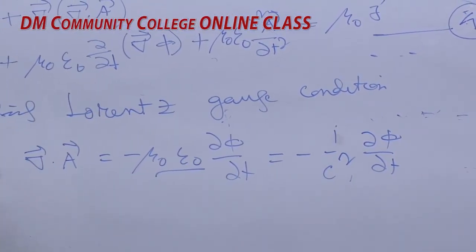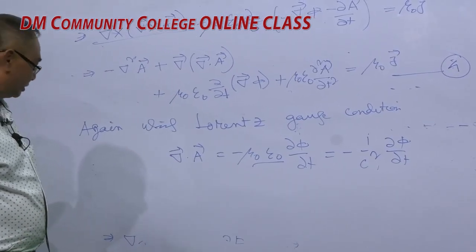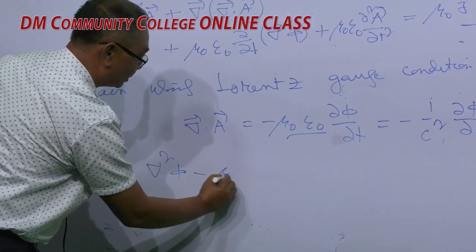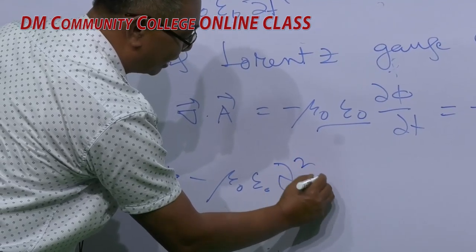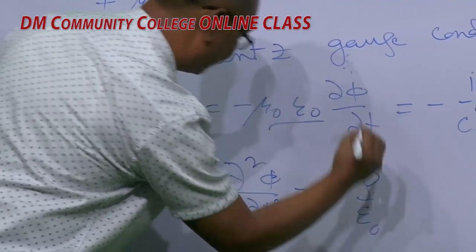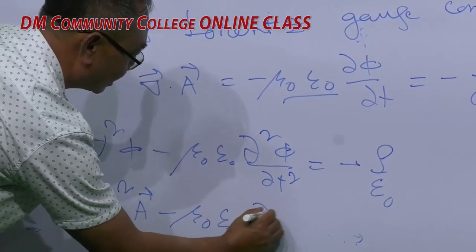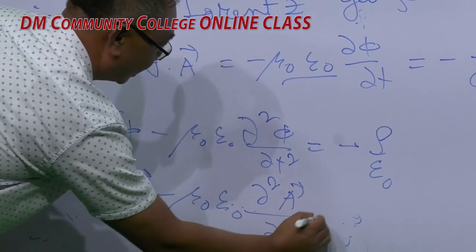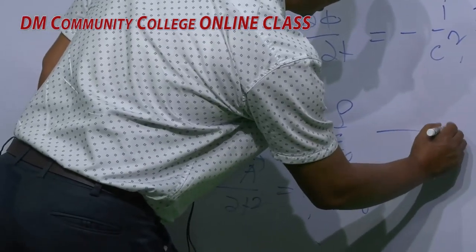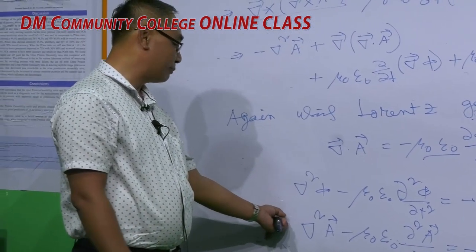And using this Lorentz gauge condition in equations 3 and 4, we can have two inhomogeneous wave equations, that is given by del square phi minus mu naught epsilon naught del square phi by del t square equal to minus rho by epsilon naught. Another one is del square A vector minus mu naught epsilon naught del square A vector divided by del t square equal to minus mu naught J vector. I can write these as equation number 5 and equation number 6. Thus we have two inhomogeneous wave equations in terms of phi and A.